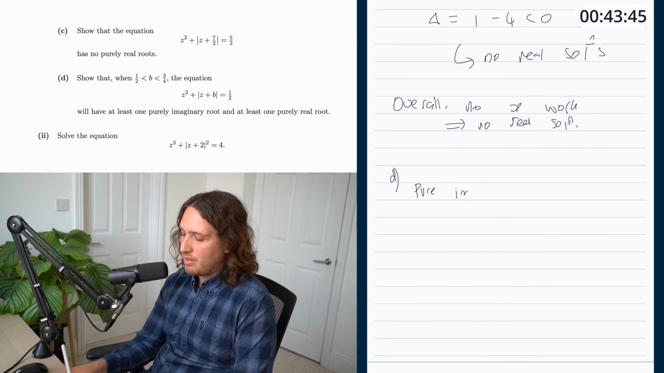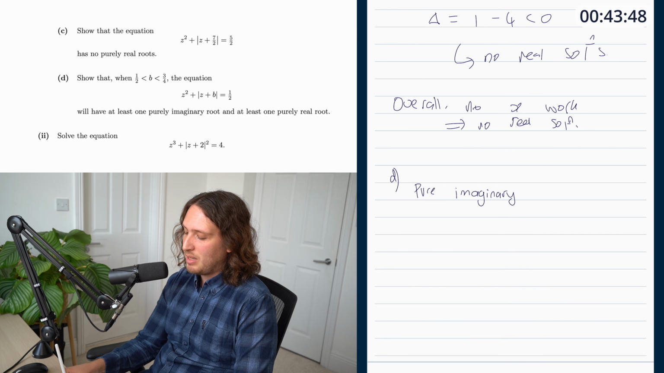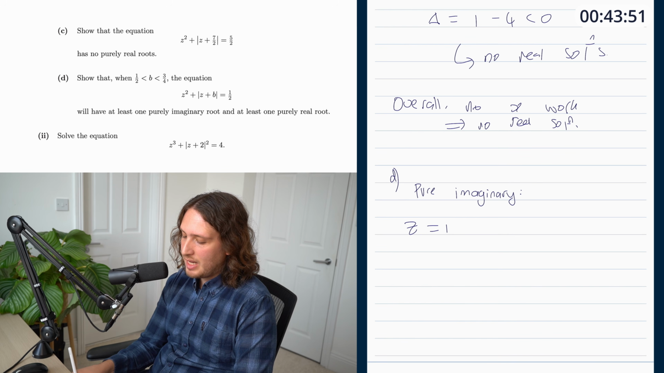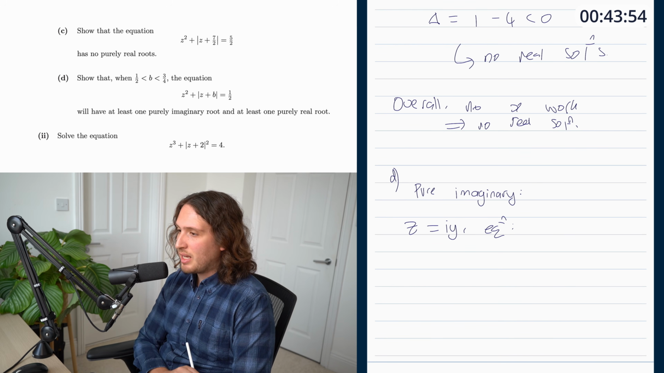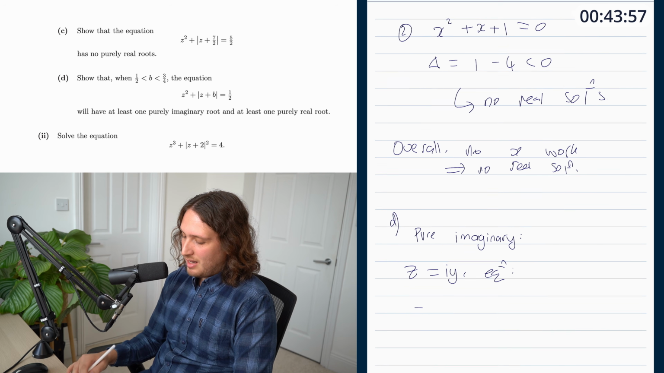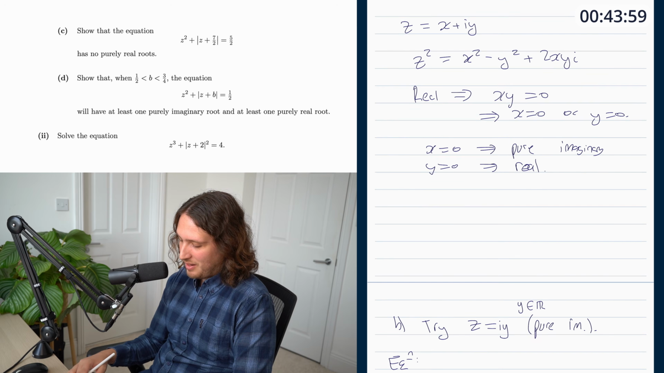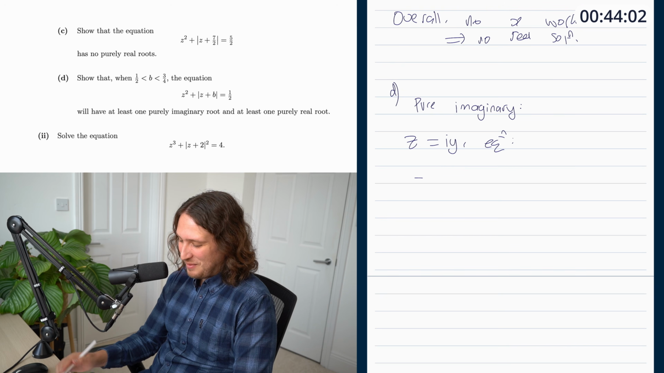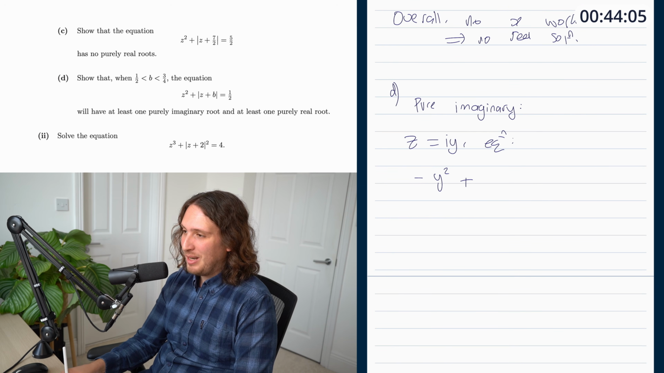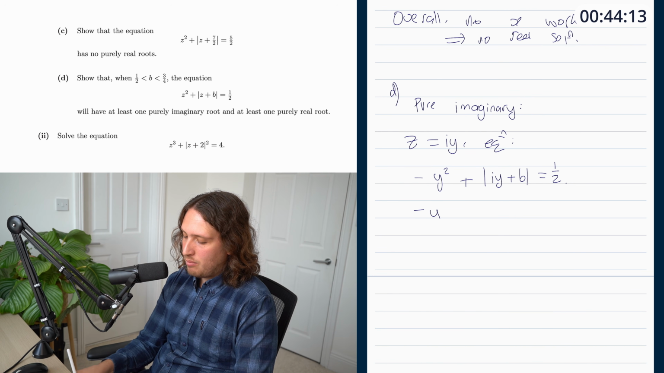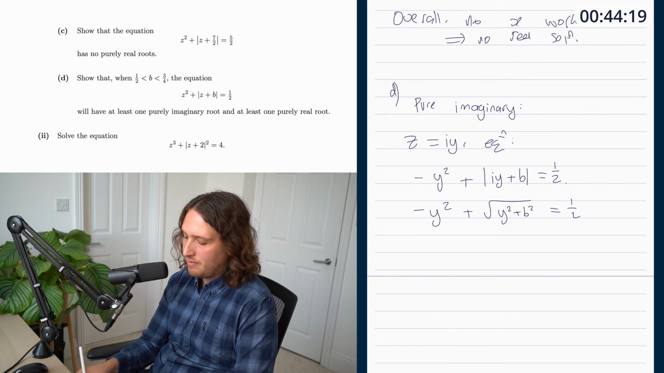Let's try pure imaginary first. I feel like that's easier because I don't get any piecewise work. So if z is iy, the equation becomes minus... I have a horrible feeling. Did I remember to put the minus on when I squared iy before? Yes, I did. Because I nearly forgot to then. Minus y squared plus magnitude iy plus b equals 1/2. So minus y squared plus square root y squared plus b squared is 1/2. So square root y squared plus b squared is y squared plus 1/2.